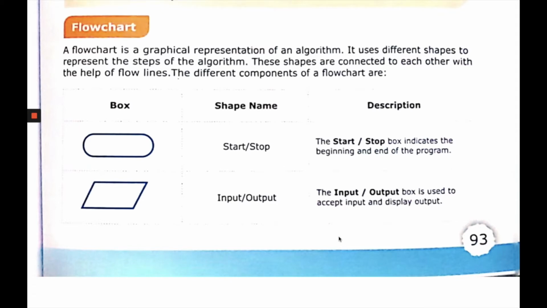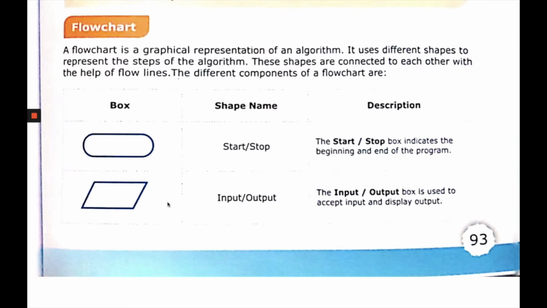Now let's go through the different types of boxes that are being used, the shape name and the description. The first one is this one. Can you look at my cursor? This is the first one that we need to study. This is the start-stop box. The start-stop box indicates the beginning and end of the program. It indicates the beginning of the program and the end of the program. So when you want to start and stop a program, this is the box that you need to use.